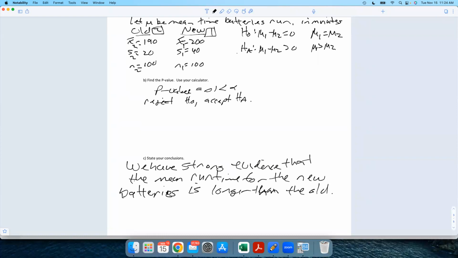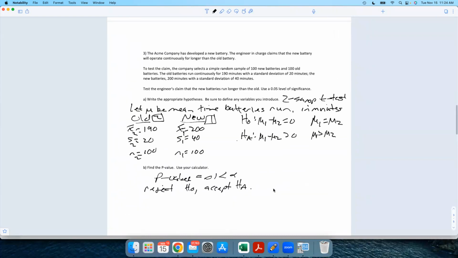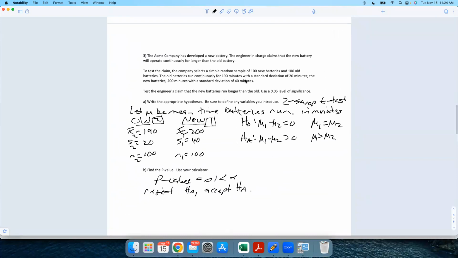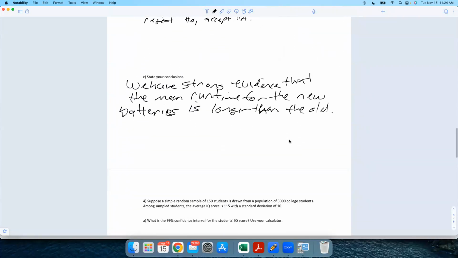We look and see, are there any follow-up questions here. So the engineer's claim, what he's claiming is the alternative, that the new ones run better. So we've backed up his claim. I don't think we need to write anything else there.